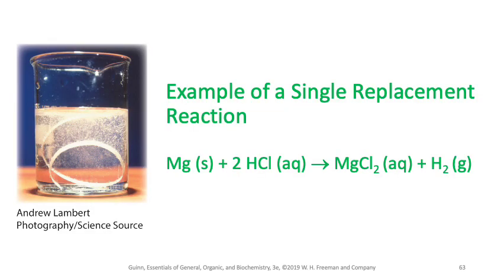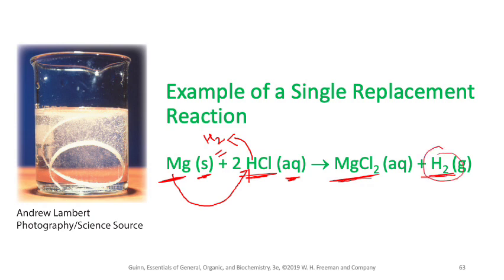So this is an example of a single replacement reaction where magnesium in solid form reacts with hydrochloric acid, which is aqueous, dissolved in water, and gives you the products magnesium chloride and hydrogen gas. So what's happening over here, magnesium is replacing hydrogen from the compound hydrochloric acid, and hydrogen is coming out in the form of a gas, hydrogen gas. That means you are replacing one element at a time to make magnesium chloride and hydrogen gas.